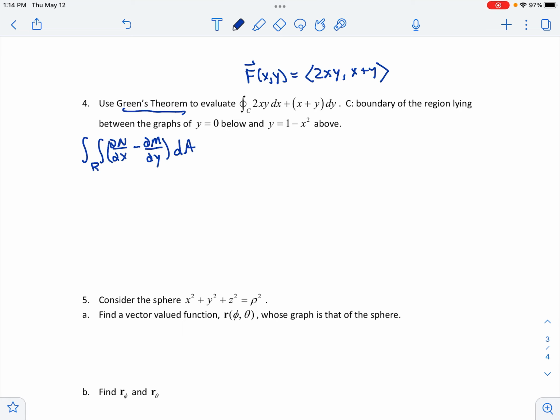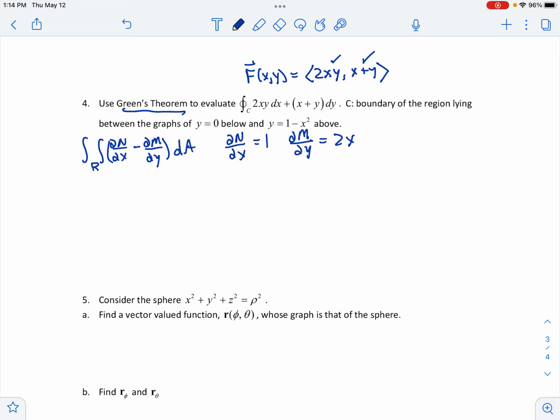So here we go. Now remember Green's theorem. So we've got to integrate over this region partial n with respect to x minus partial m with respect to y. So we got to get these parts. Now this vector field up here, if we unravel it, we've got 2xy, comma, x plus y. There, that's the vector field. So now let's see what we've got here. We've got the partial of n with respect to x. Well, that's just 1. The partial of m with respect to y, well, that is going to be 2x.